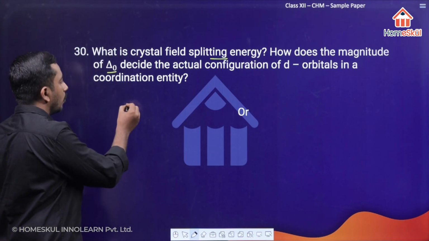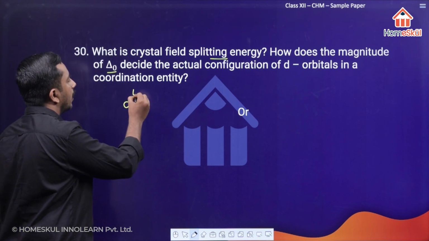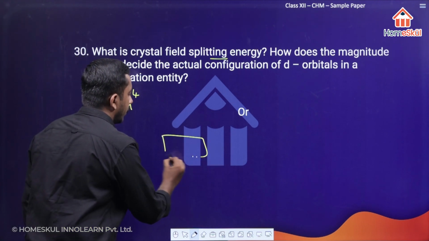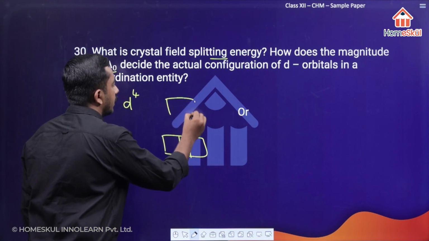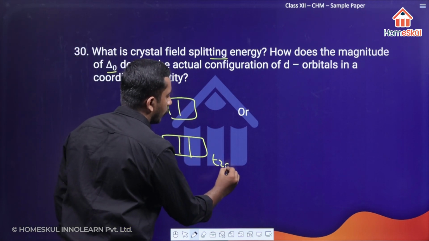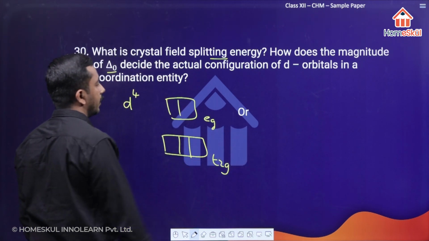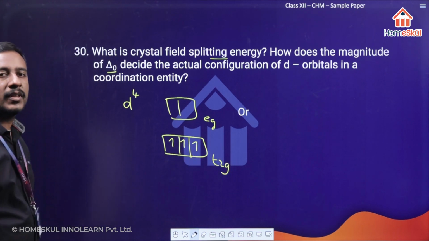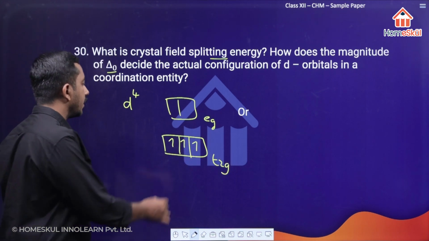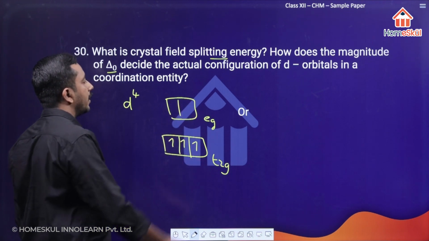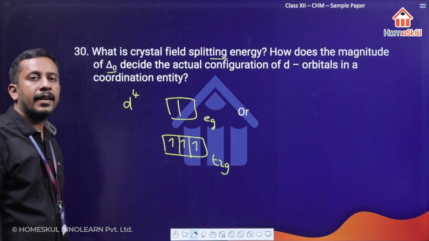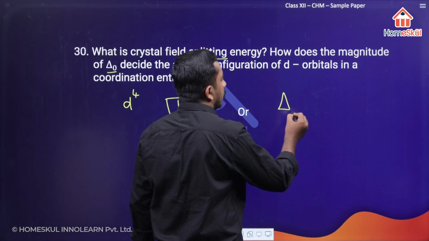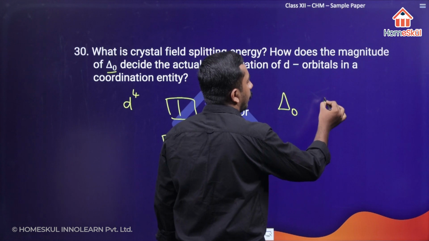So let us write this with the help of an example. Suppose that we have a coordination species which is going to have a d4 configuration. So the splitting will be like T2g set and eg set. The T2g set will have a lower energy and the eg set will have a higher energy. The first 3 electrons are going to go in the T2g set, and the 4th electron has a choice. It can either pair here or it can go to the eg set of orbitals.